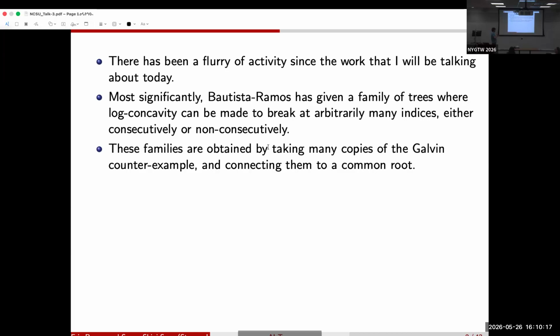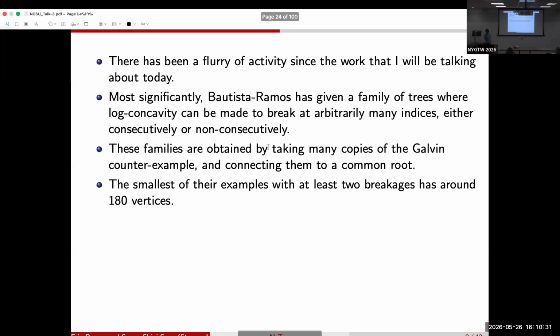So again, everything is just building off of those original two counterexamples. They all look very similar. It's like, these two work, so let's just take the two that work and modify them in minor ways and say, aha, look, counterexample. Now, in terms of this many breakages phenomenon, the smallest of their examples with at least two breakages has about 180 vertices. So this is not something that's easy to construct, it seems.